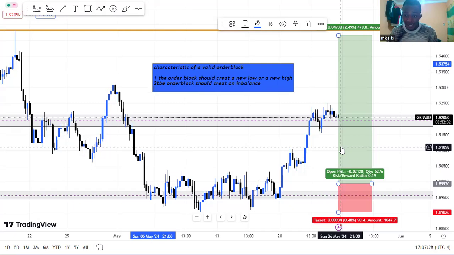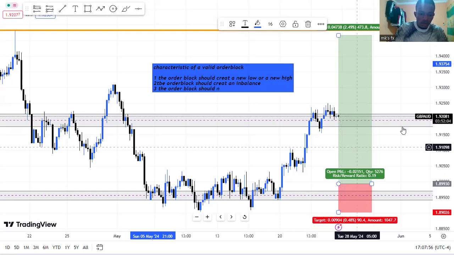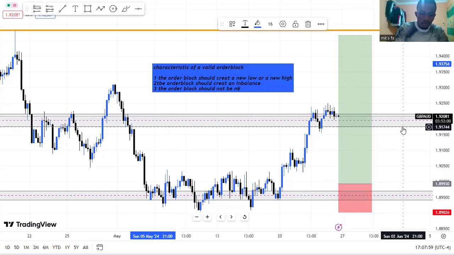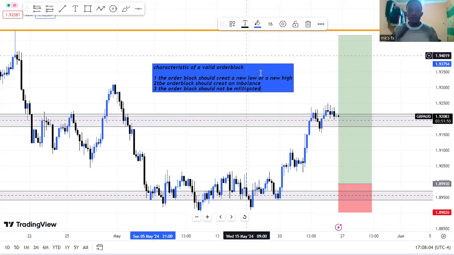And finally, point number three, the order block should not be mitigated. In other words, the order block should not be tested. Okay, now these are the three points.